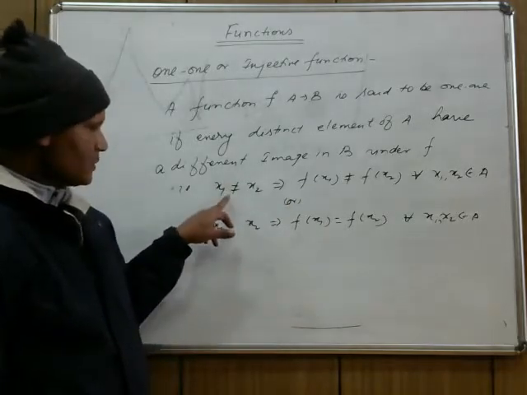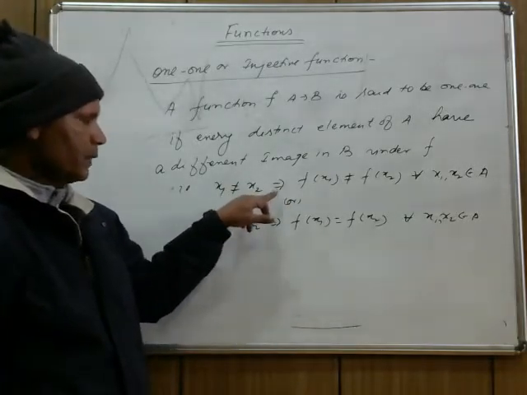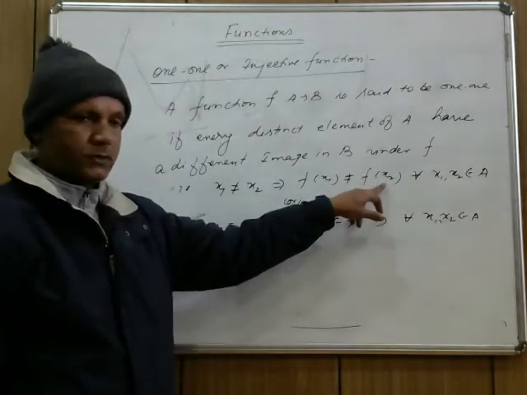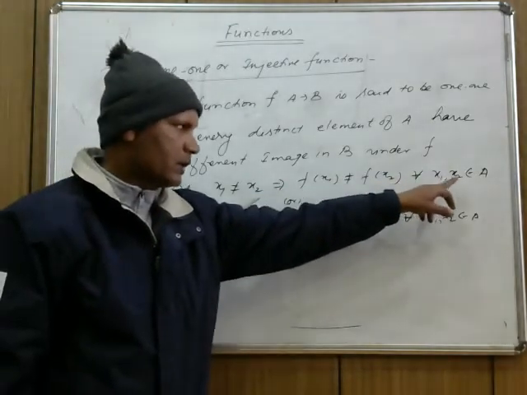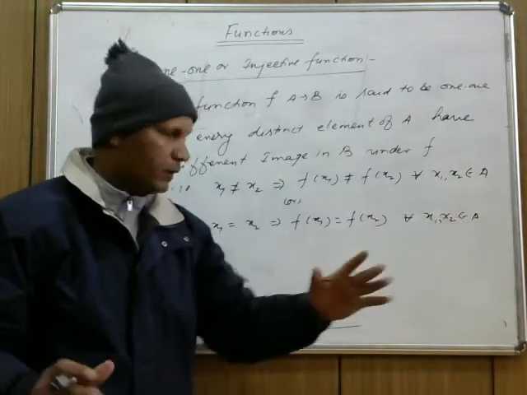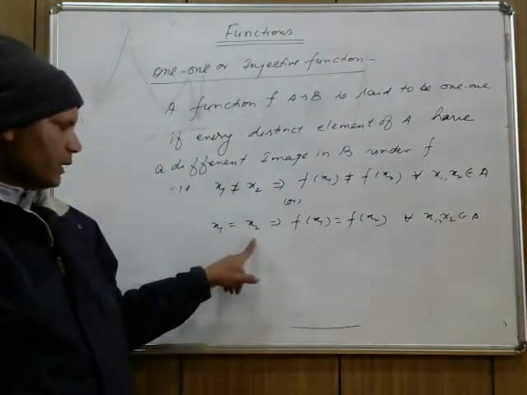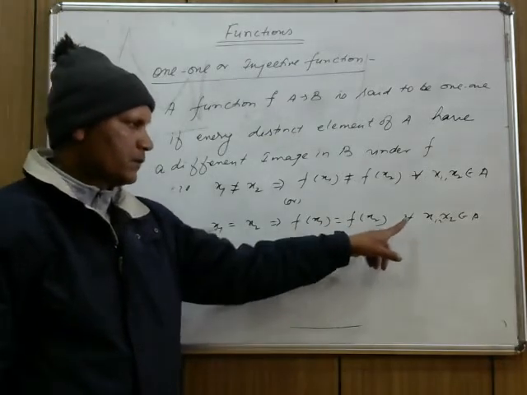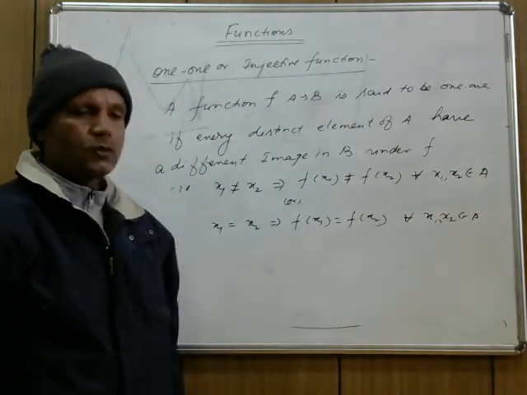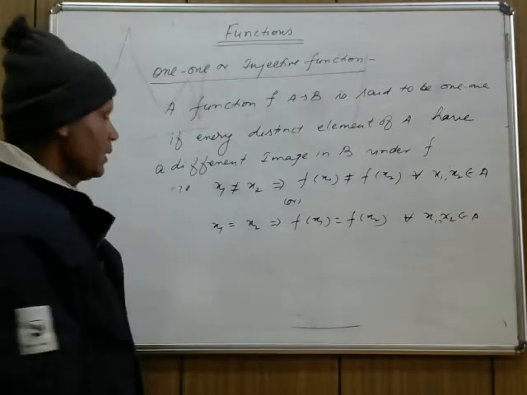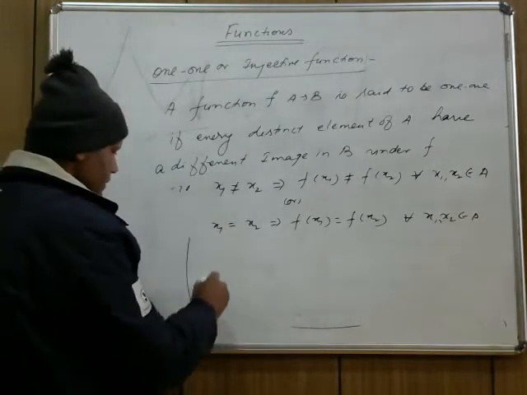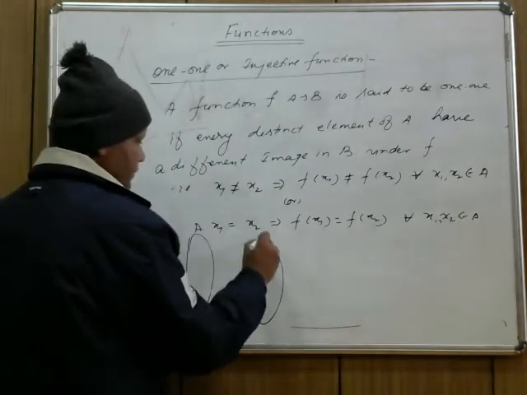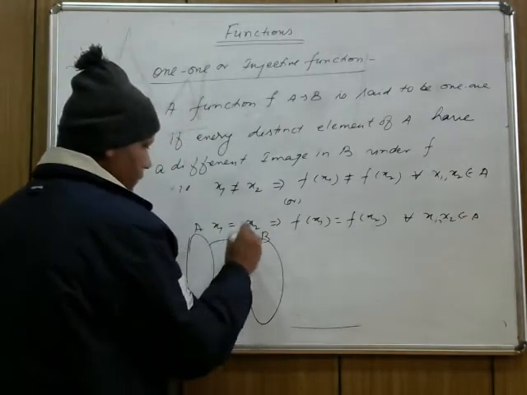That is, x1 is not equal to x2 implies that f of x1 is not equal to f of x2 for every x1, x2 belongs to A, or x1 is equal to x2 implies that f of x1 is equal to f of x2 for every x1, x2 belongs to A. With the figure I can say this is now 1-1, I am talking now. This is set A, this is set B, rule f.